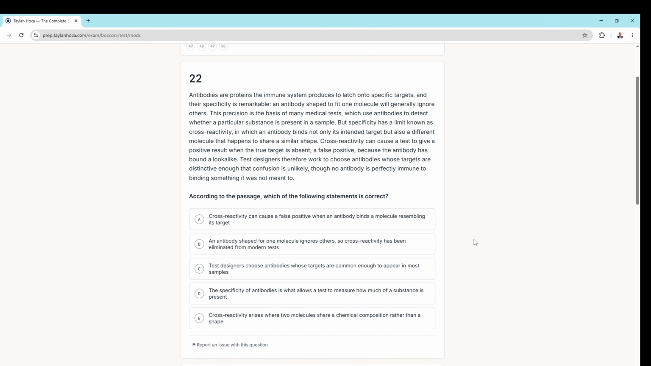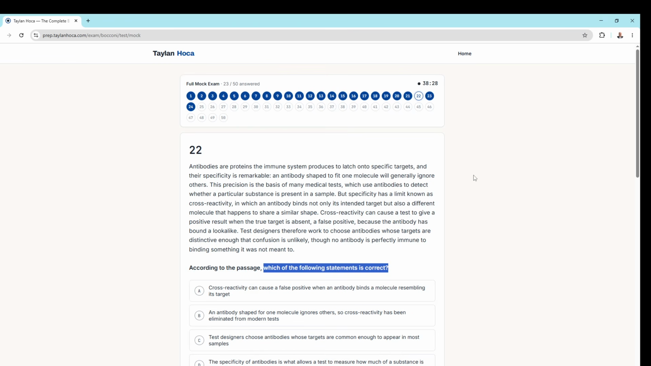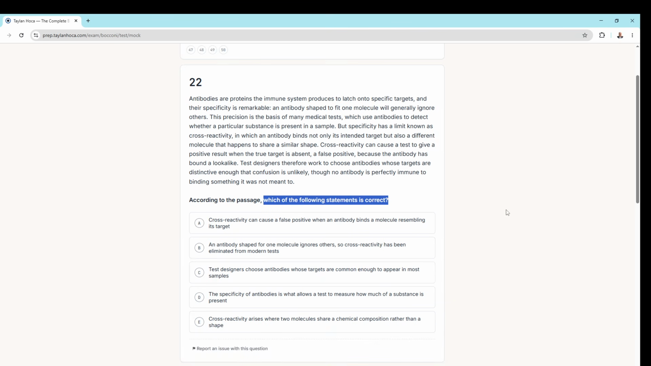Okay, so antibodies are correct. We will look for the correct statement. So let's check time. Don't check time a lot, okay? I hope I can finish. So, antibodies are proteins the immune system produces to latch onto specific targets, and they're especially remarkable. Okay, an antibody is shaped to fit one molecule, we generally ignore others. The precision, okay, this is about precision, is the base of many medical tests which use antibodies to detect whether something is present. So antibodies are specific, so medical tests are based on that.